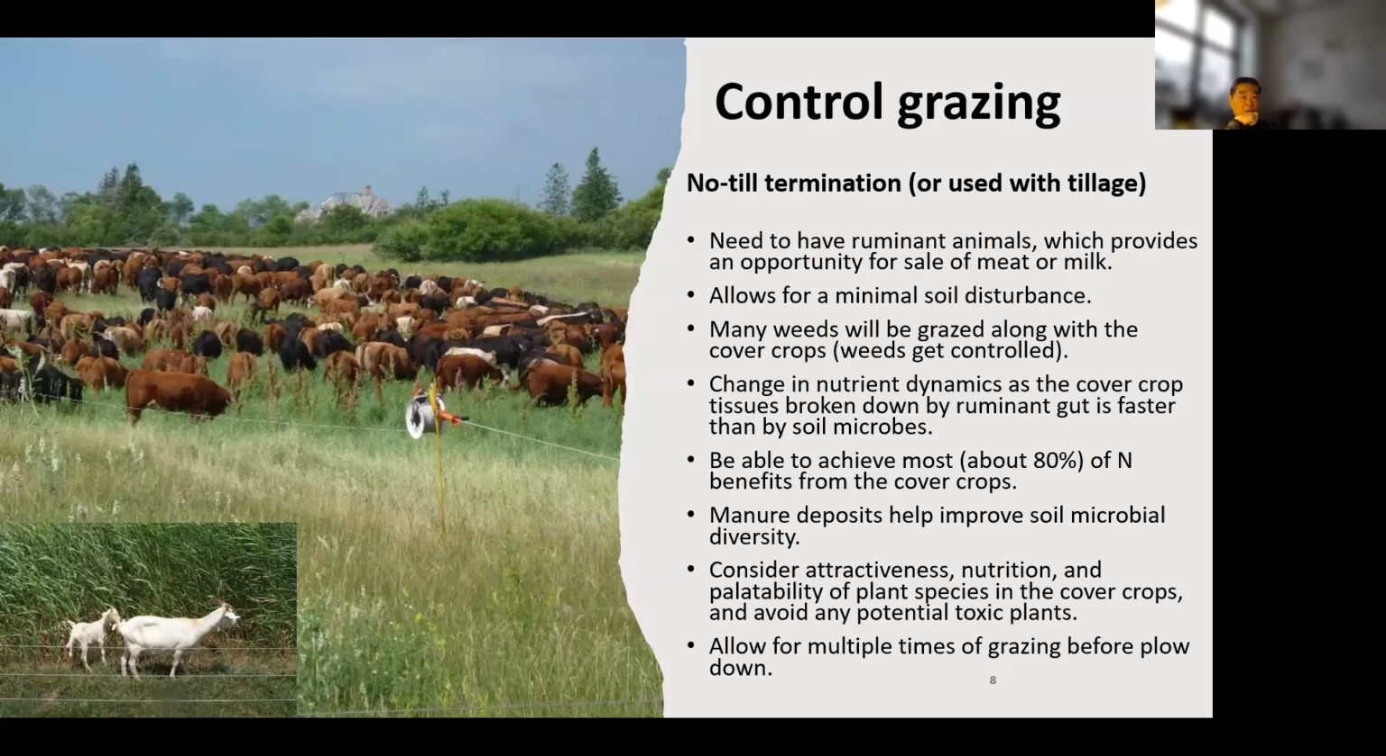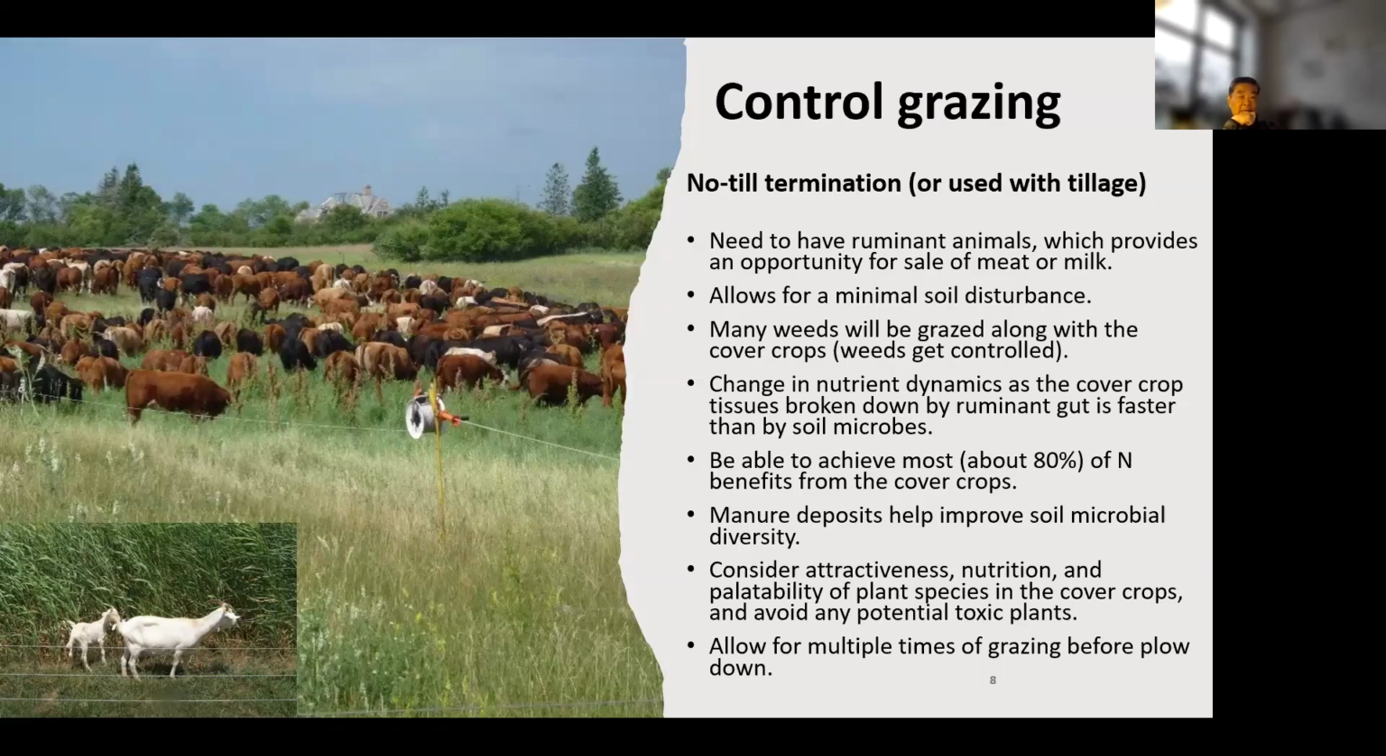Those animals drop their manure on the ground, which actually changes the nutrient dynamics as the cover crop tissue goes through the animal bodies. It breaks down much quicker and faster than decomposition by soil microbes. And once the plant tissue goes through the animal body, it actually diversifies the microbes, which are really beneficial to the soils.